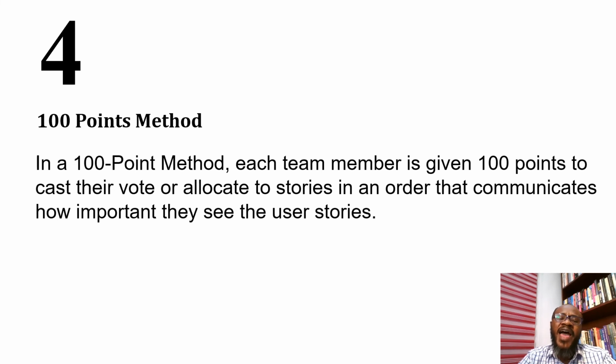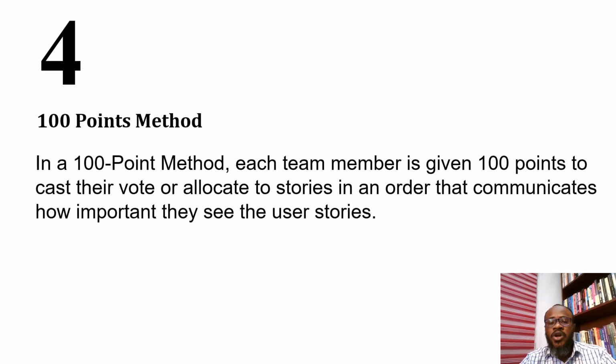Then finally, we have the 100-point method. Now, in the 100-point method, each team member is given 100 points to cast their vote or allocate to stories in an order that communicates how important they see the user stories. We are all different people, okay? So based on our different viewpoints, our team members will be given these 100 points to cast their votes. So some user stories would have more points than others, according to their preferences or how they see things.